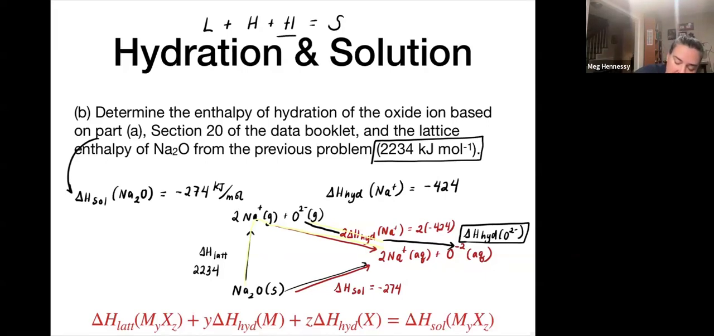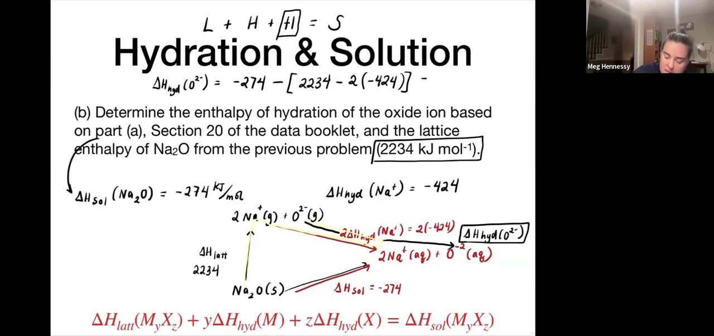We are trying to solve for the enthalpy of hydration of oxygen. And so we can write down that the delta H of hydration of the oxygen, or oxide, I should be saying, is going to be equal to the delta H of the solution. That's going to be minus 274. And then I'm going to have to subtract the enthalpy change of the lattice. We got 2234. And I'm going to have to subtract the enthalpy change for the hydration of sodium. That's going to be 2 times minus 424.